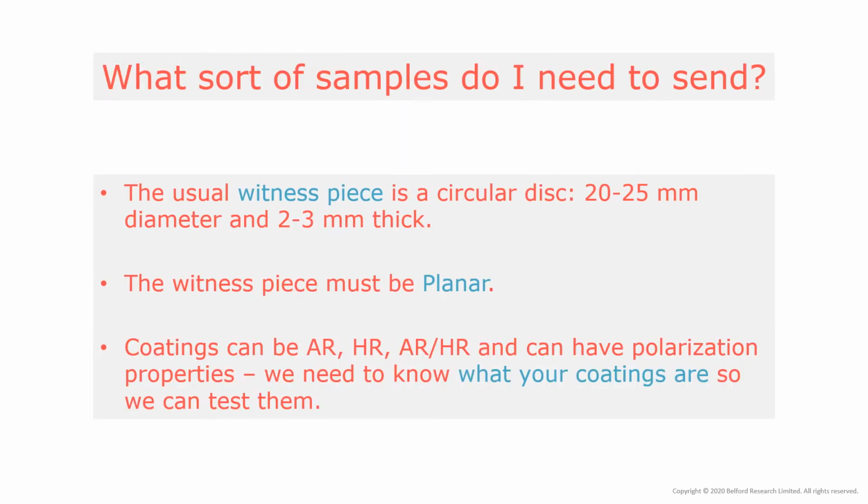Most coaters supply a witness piece of approximately 20 mm in diameter for a full threshold determination. The sample must be planar to ensure an accurate test. Coatings can be anti-reflecting, totally reflecting, or partially reflecting, and they can also be polarizers. So we need to know exactly what they are and how you want us to test them. Our order forms are available on our website, and we can talk you through how to fill them out.